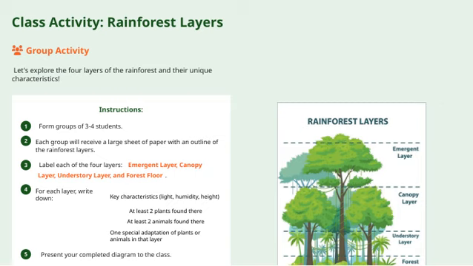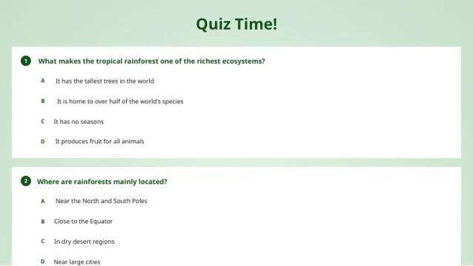For an extension challenge, try creating a food chain that links animals from at least 3 different layers. Explain how energy flows from one organism to another, giving you a deeper understanding of the rainforest's interconnected web of life. This activity not only helps you learn about the layers, but also shows how complex and fascinating rainforest ecosystems truly are. All right, it's quiz time.